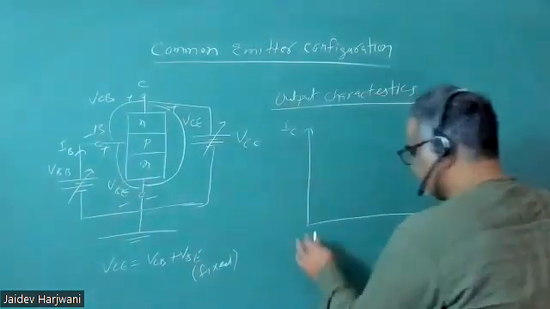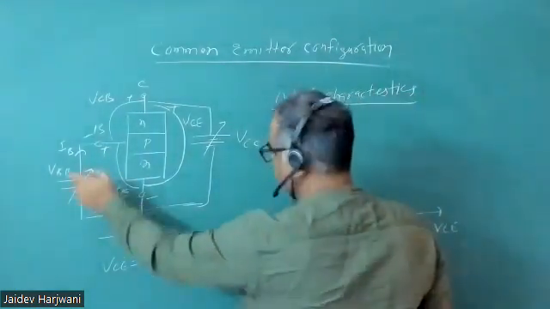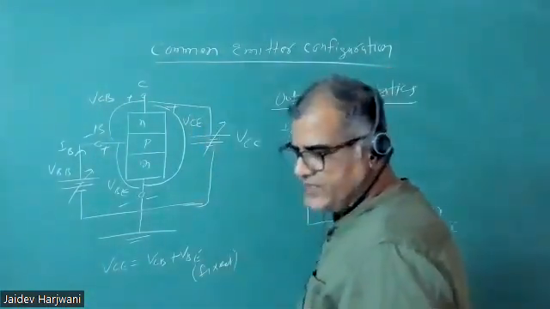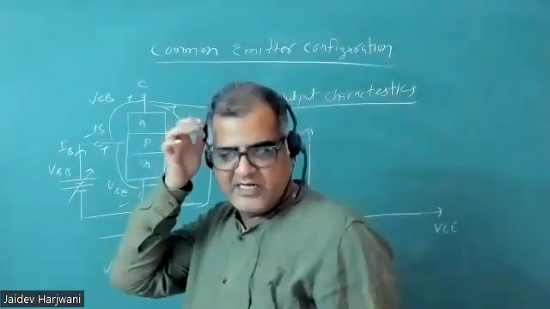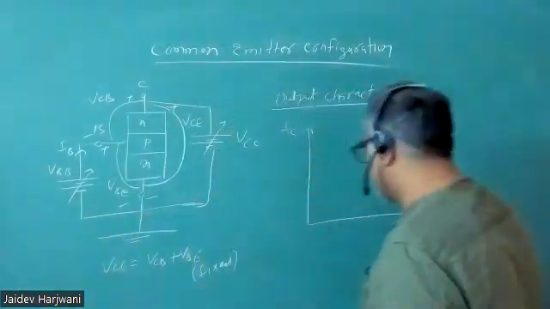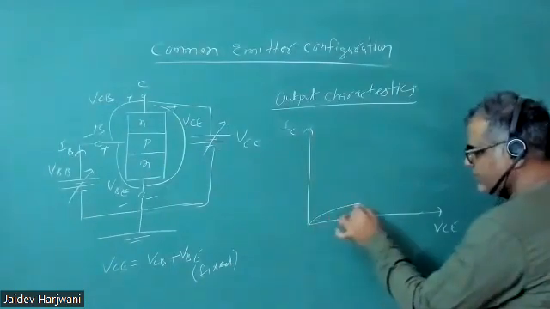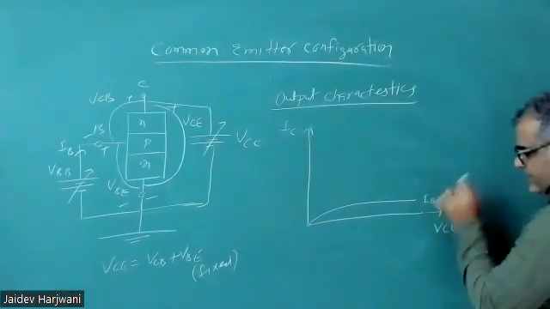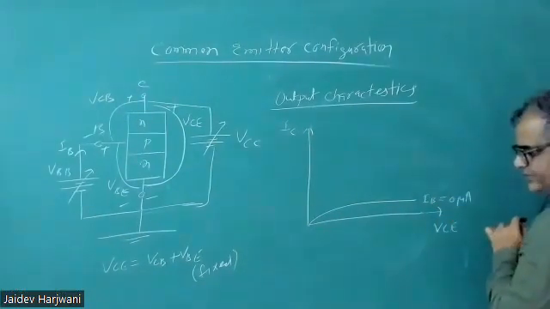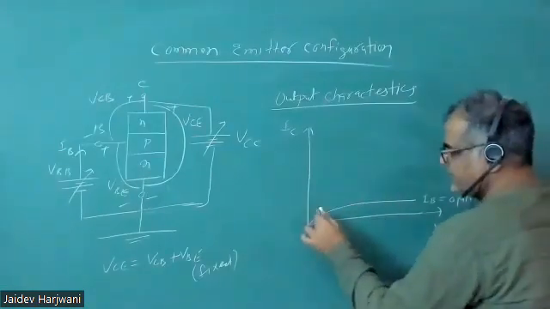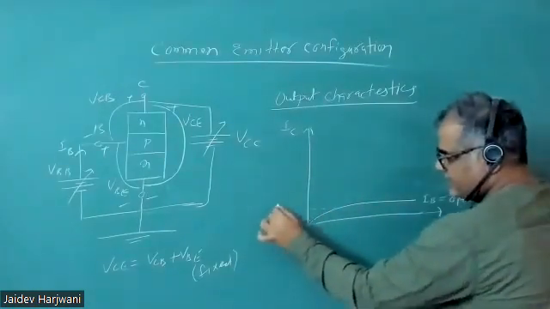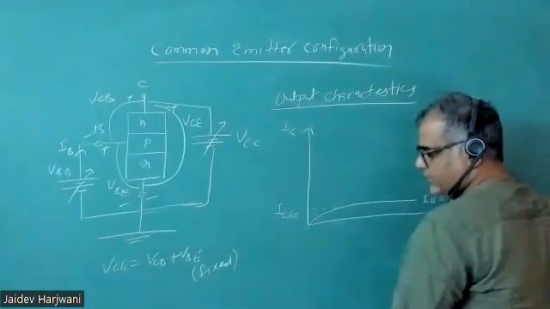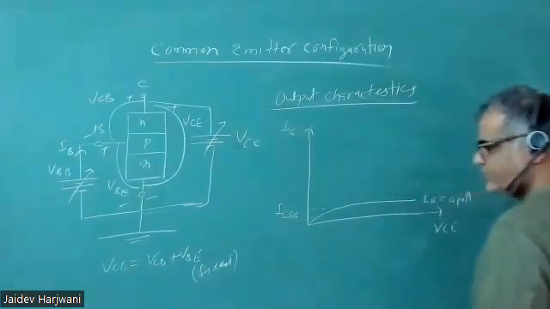So in the beginning IB is 0, and I'm increasing this VCE. When I increase the VCE, at least there will be a reverse bias current, which is called the reverse saturation current. So I'll get a very small current, and I'm keeping IB at 0 microampere. This current IC, which I discussed yesterday, is your reverse saturation current. At this time you can call it ICEO, the reverse saturation current in common emitter configuration.